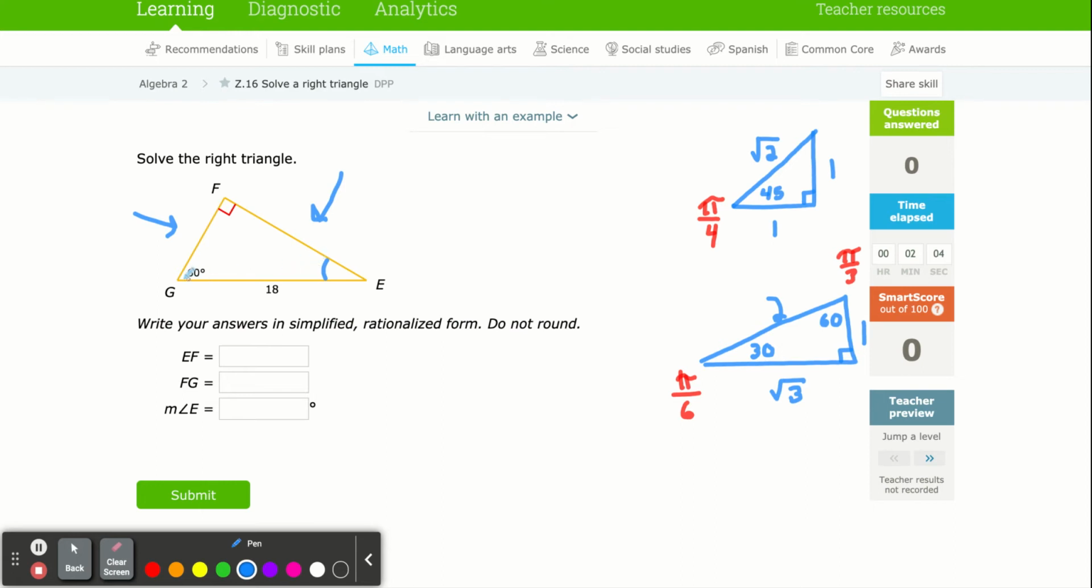The angle's the easiest. Obviously, this is a 30-60 right triangle. We just minus 60 from 90 to find this missing angle here. So down here, we can type in 30 for the angle.